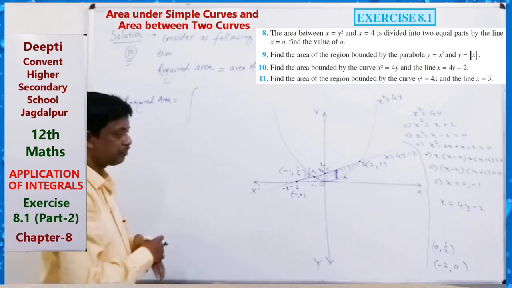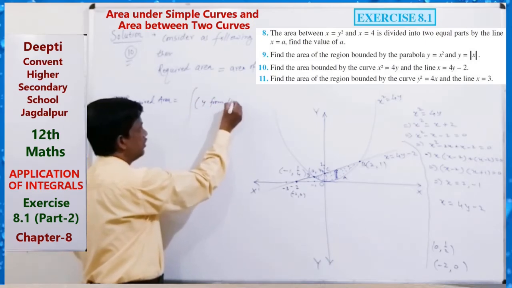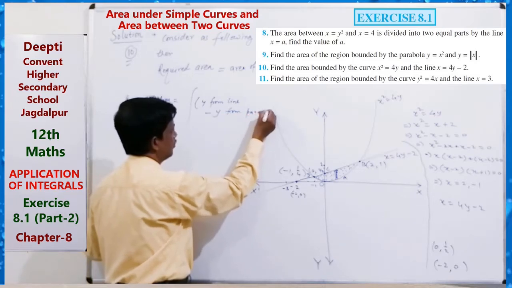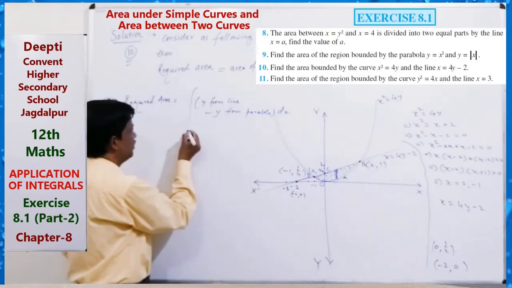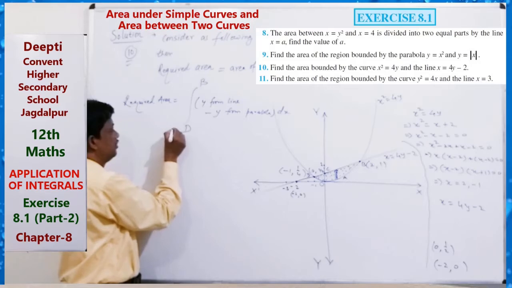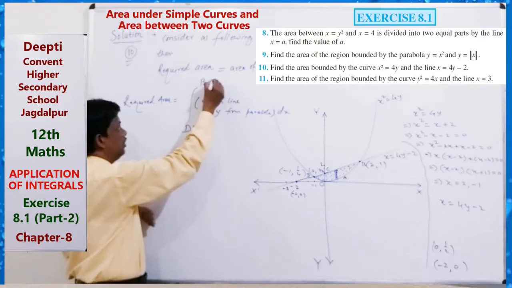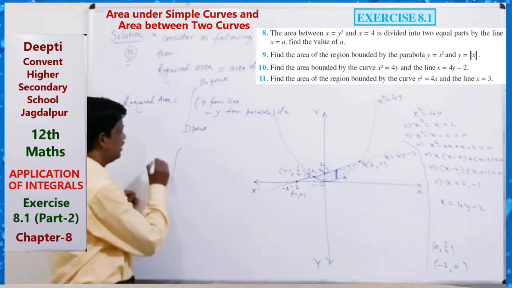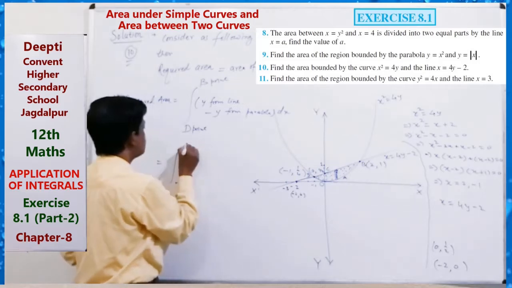So the area of this part we can write as the integration of y from the line minus y from the parabola, dx, with limits D to B. The limit at D is x equals minus 1, and at B is x equals 2.